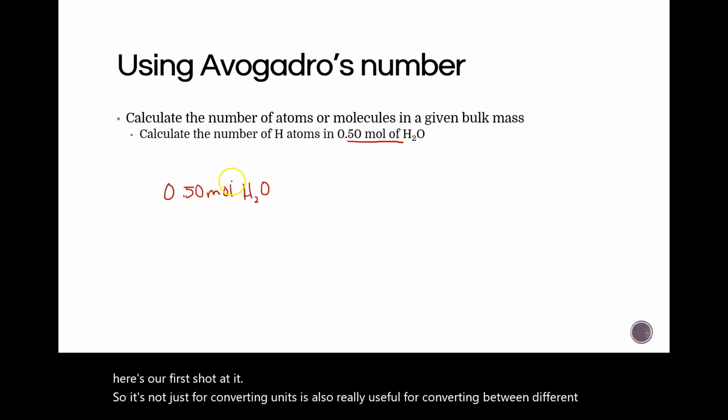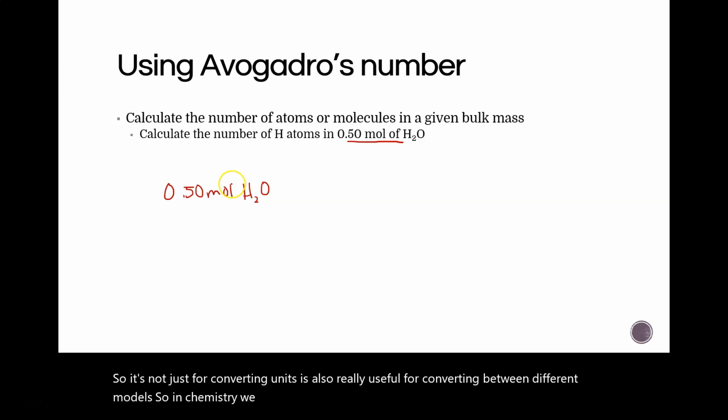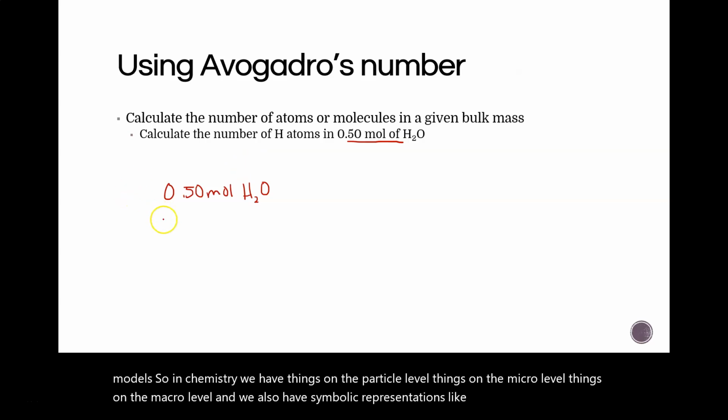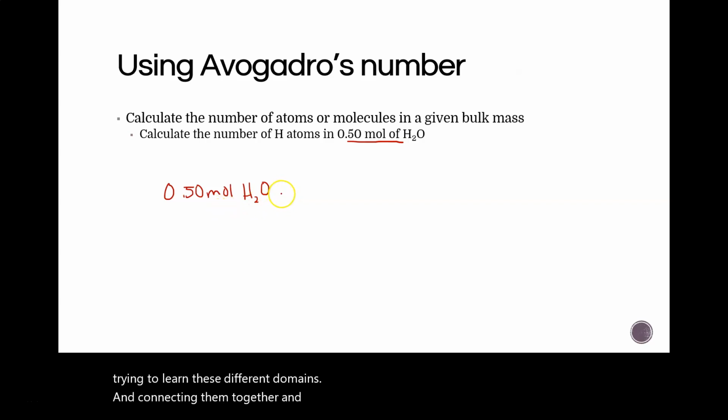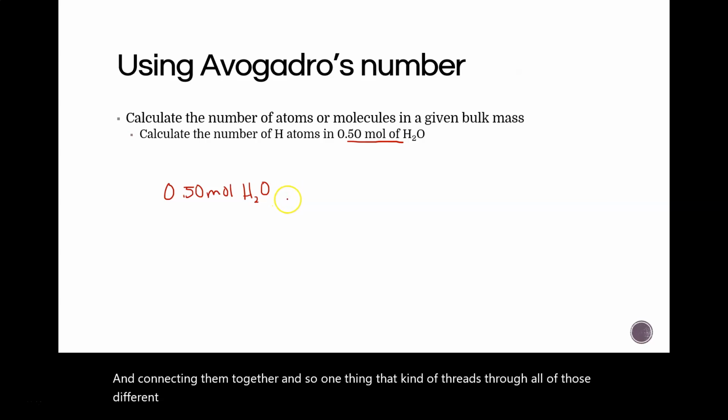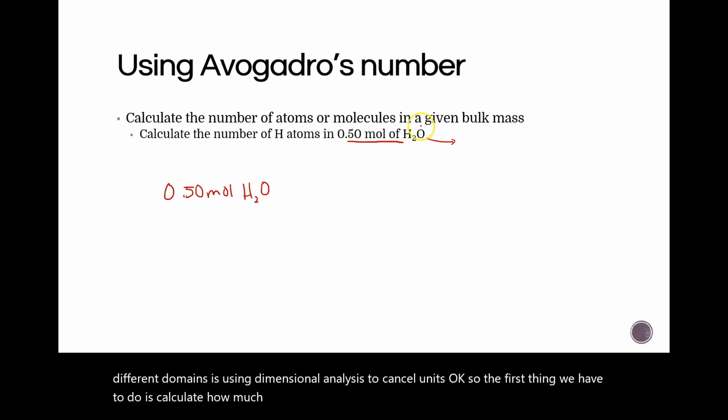So in chemistry, we have things on the particle level, things on the micro level, things on the macro level, and we also have symbolic representations like H2O, right? And so we're trying to learn these different domains and connecting them together. And so one thing that kind of threads through all of those different domains is using dimensional analysis to cancel units. Okay? So the first thing we have to do is calculate how much a water molecule weighs.